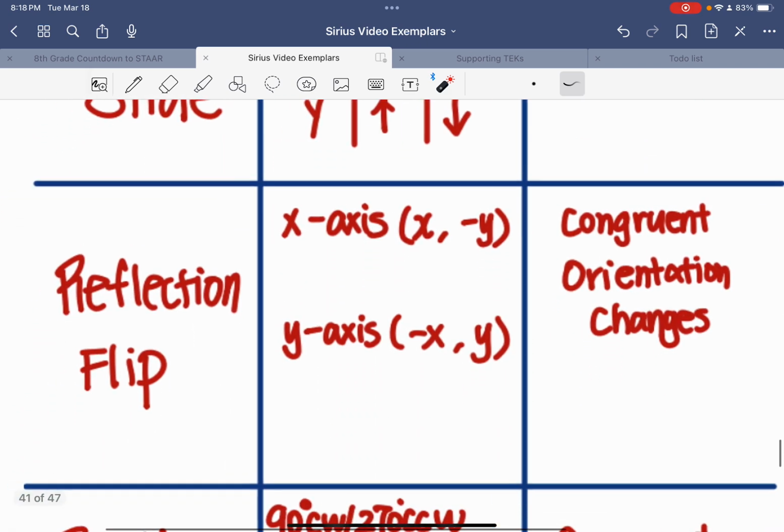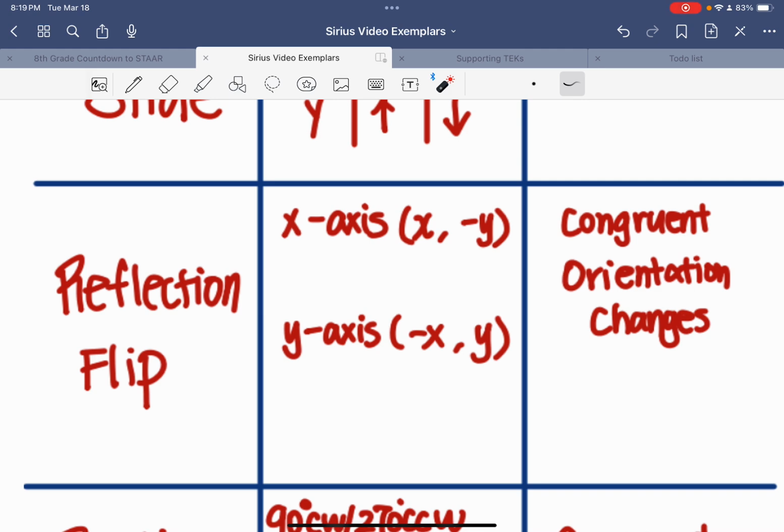Second one will be reflection. Reflection is a flip. It's like you looking at yourself in the mirror. You and your mirrored image will face the opposite way, facing each other. But the size, everything will stay the same. But when you reflect it over the x-axis, the x has been locked. Nothing will change, but y will change to the opposite. Remember, negative will never represent negative only. It would represent the opposite.